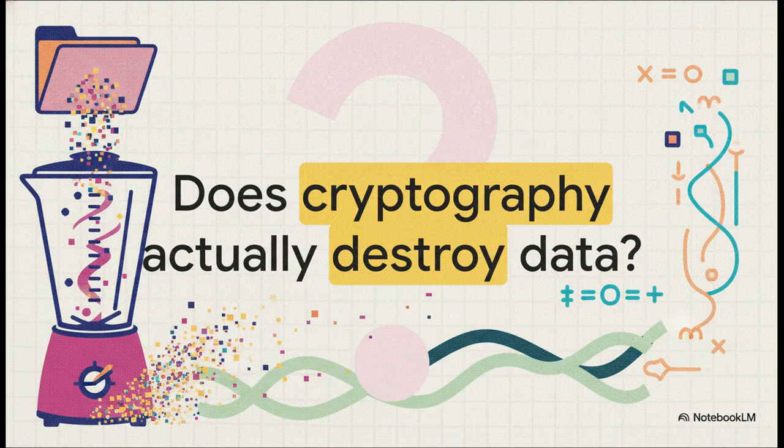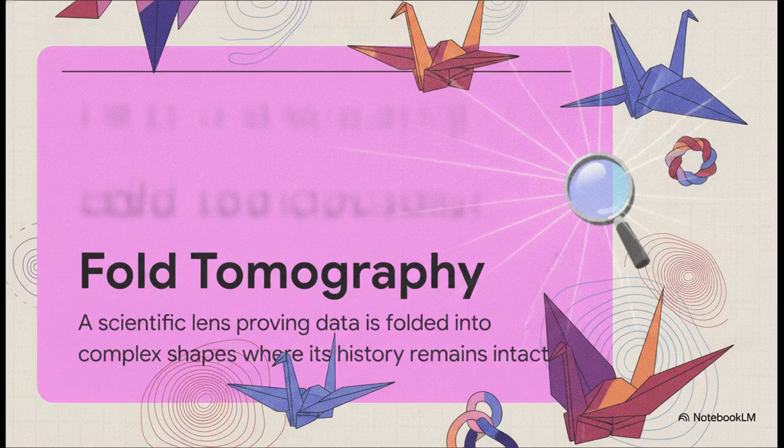But we're challenging that absolute rule today because the math shows us something completely different, and honestly, something way more elegant. Think about this through the lens of what we call fold tomography. If you use a simple origami metaphor, it becomes really clear. Those bits aren't being ground into dust at all. They're actually just being folded up into a really tight topological knot. And here is the secret. The history of that paper, every single fold, every little crease, remains completely intact right there inside the knot. We just need the right geometric lens to read it.